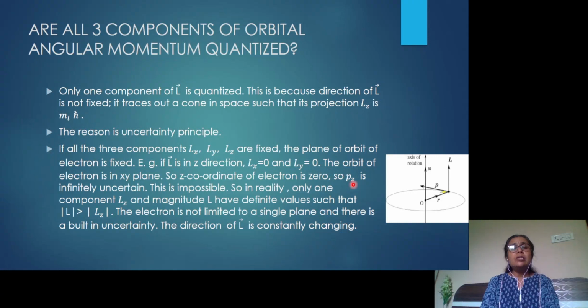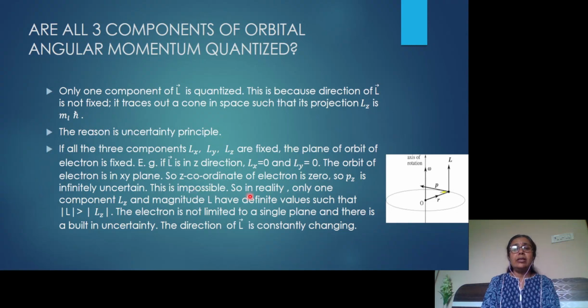Why? Because Heisenberg's uncertainty principle states that delta z into delta pz should be greater than or equal to h cross. And if delta z is equal to 0, if z coordinate is 0, then delta z will be 0, and so delta pz will be infinite. This is impossible. That means uncertainty in the measurement of pz is infinite, that is impossible.